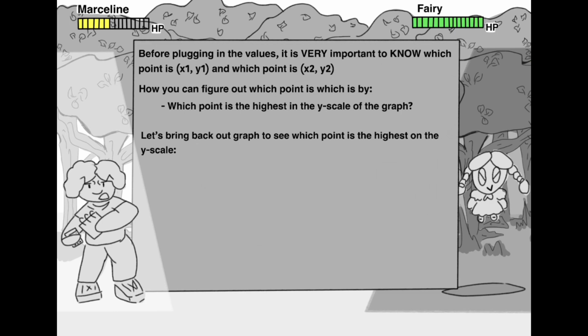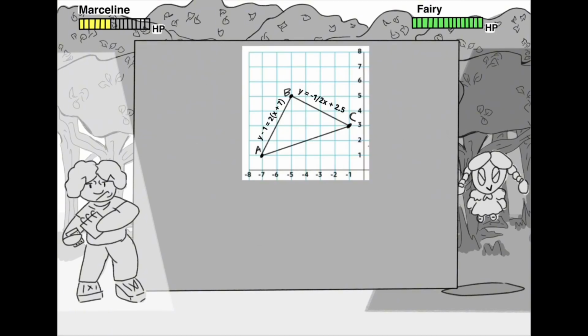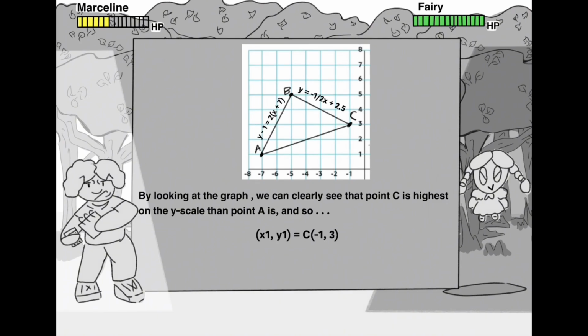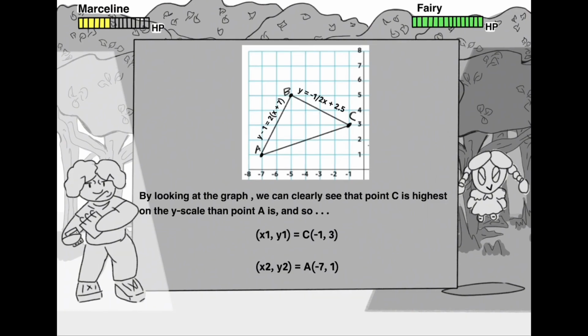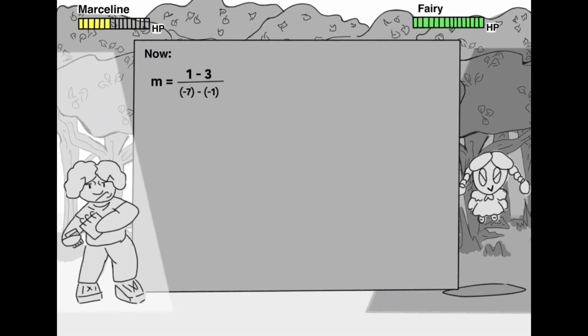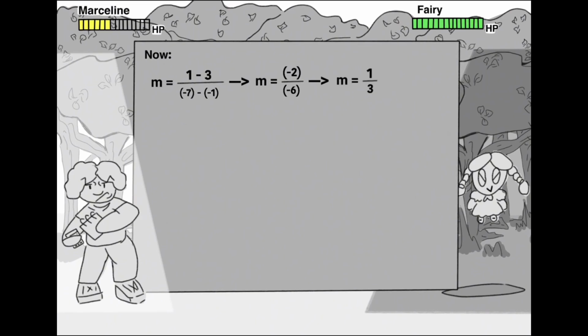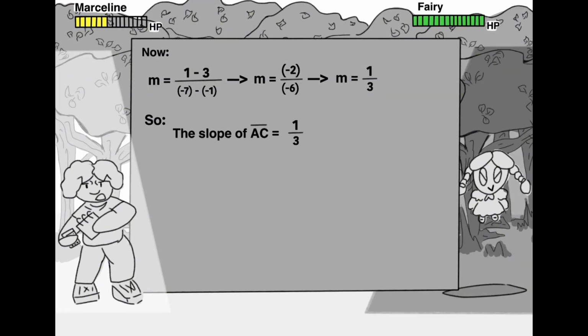Let's bring back our graph to see which point is highest on the y scale. By looking at this graph, we can clearly see that the point C is higher on the y scale than point A, and so... Now, so the slope of AC is 1 over 3.